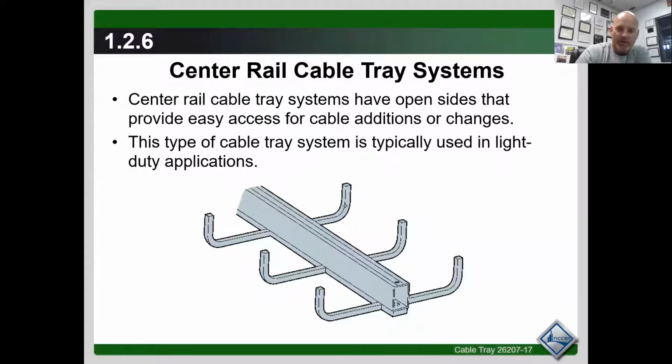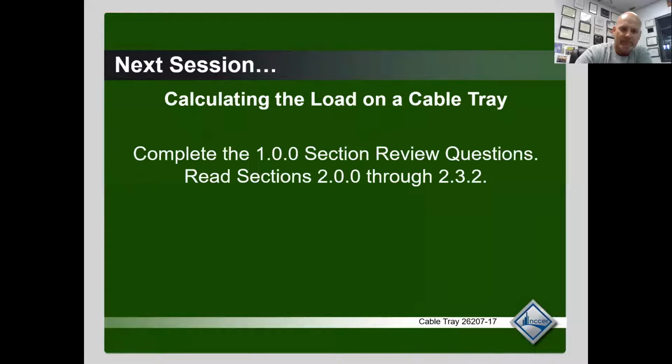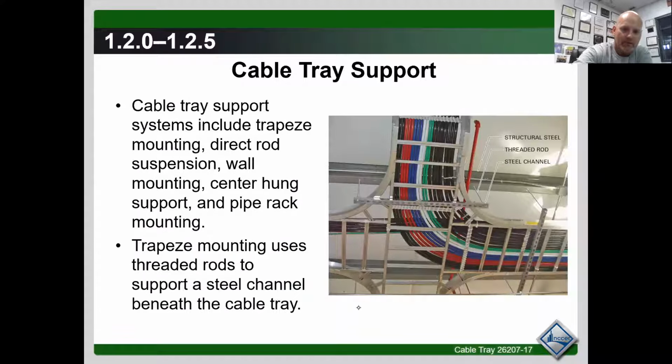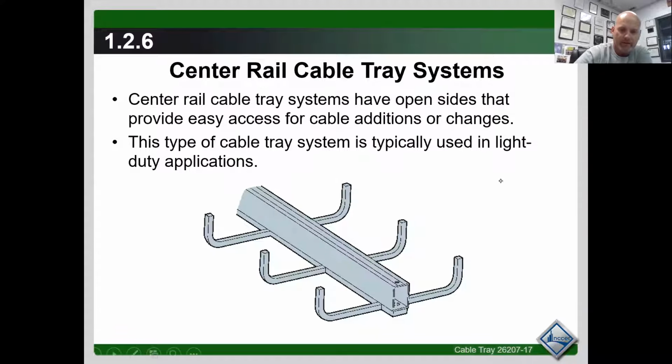This here is just a center rail cable system. The cables would literally run, let me see if I can find my mouse here. There we go. Your cables would literally run horizontal, or parallel, with the center and the sides here. They'd actually run inside.